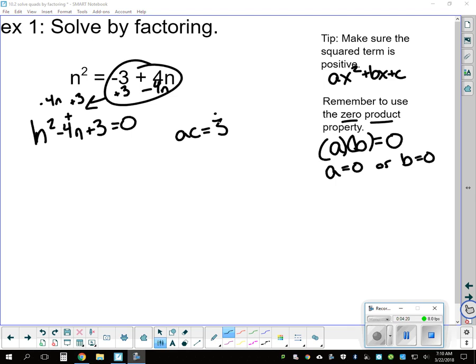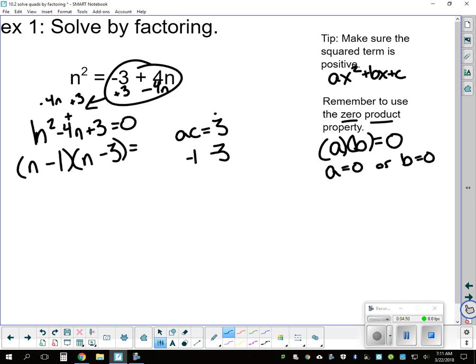Well, the only things that multiply to 3 are 1 and 3. And in order to get a positive 3 when we multiply and a negative 4 when we add, they would both have to be negative. Then I'm going to recognize that this A is 1, and when A is 1, I can take the shortcut. So I don't have to go through the whole process. I can go directly to my parentheses: n minus 1 and n minus 3. Okay, so now I have completely factored that.